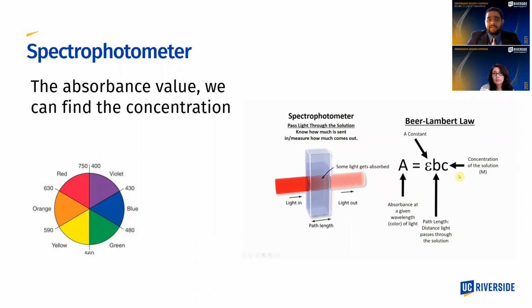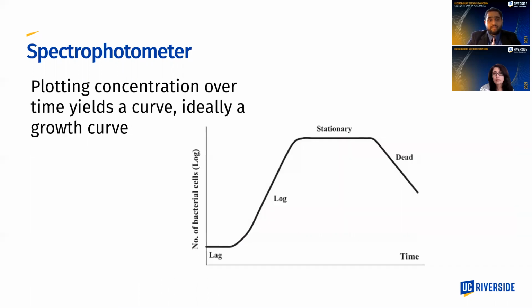A careful design note is that when I made the spectrophotometer, I had to use a light opposite to the color I perceived it as. So since the algae is green, I had to use red light, as that is the light that green best absorbs. And once I obtained concentration, I can then plot that over time and obtain a growth curve.